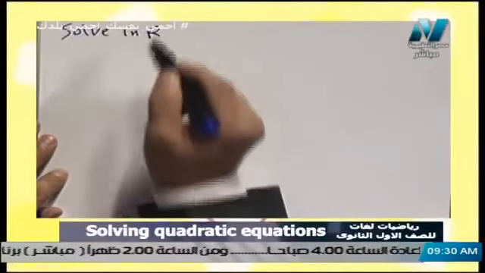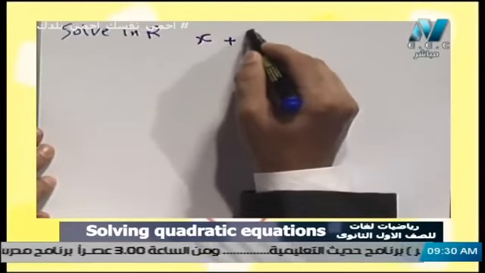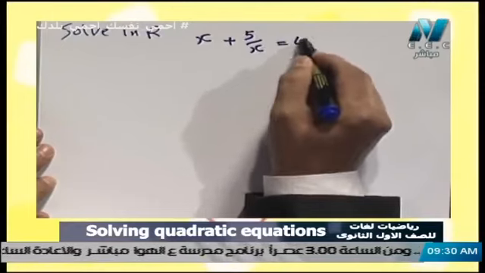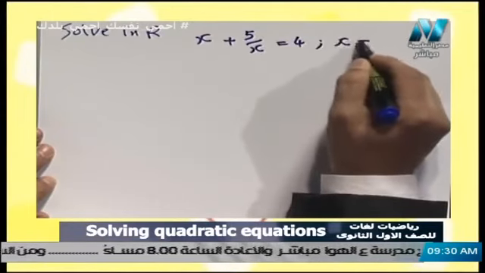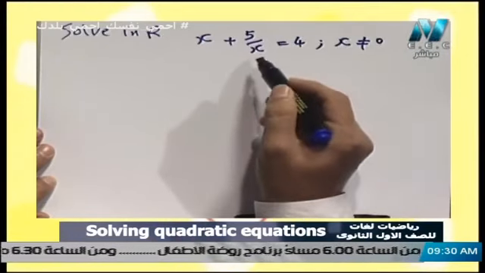Of course, another quadratic equation, because our lesson today, my dear students, is solving quadratic equations using formula or factorization, which is algebraic solution. Okay, let's move to another question here. Solve in R. We have an equation which is x plus 5 over x equals 4, such that x doesn't equal 0. It cannot be 0 here because 5 over 0, as you know, is meaningless.